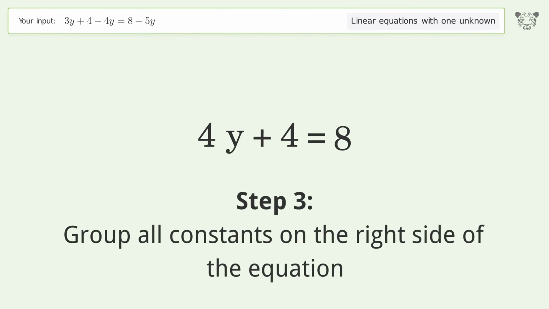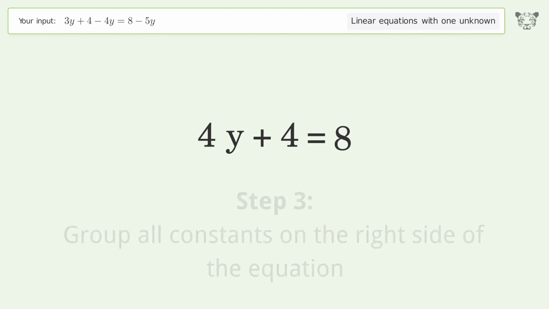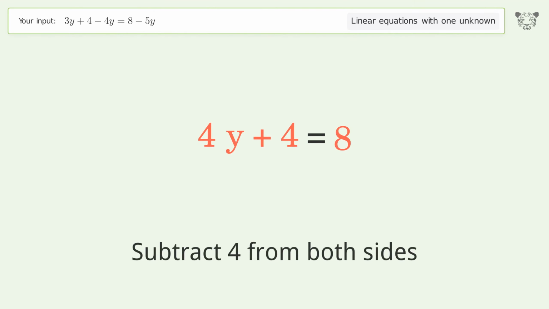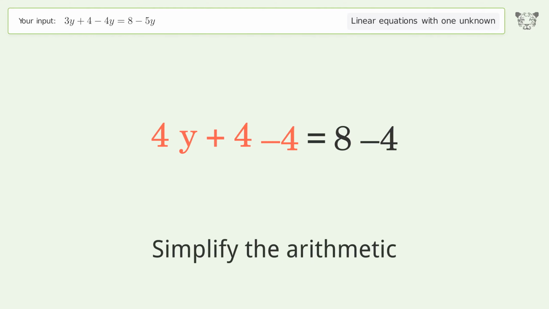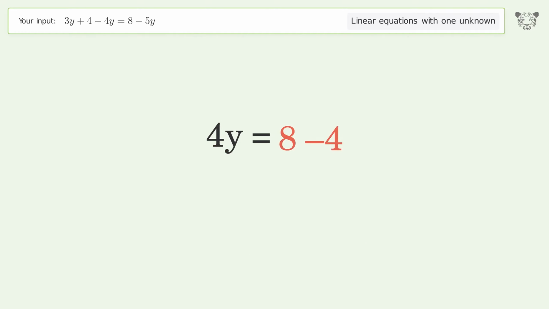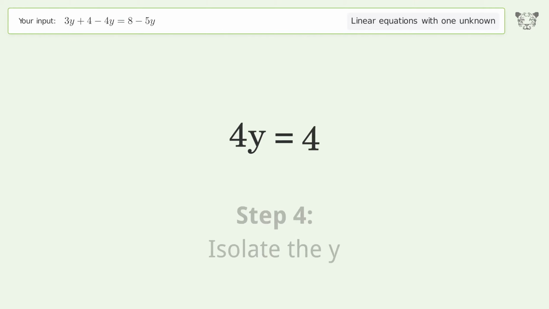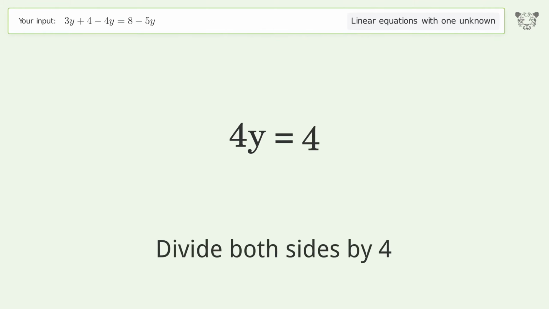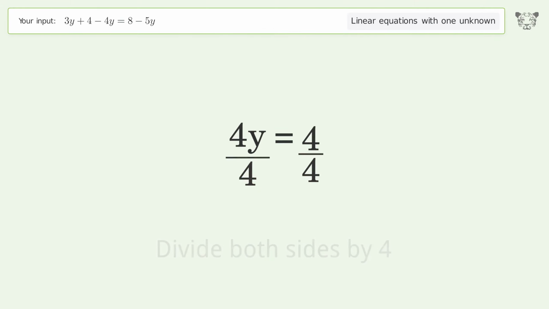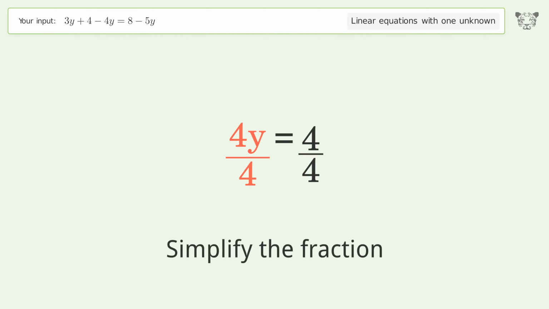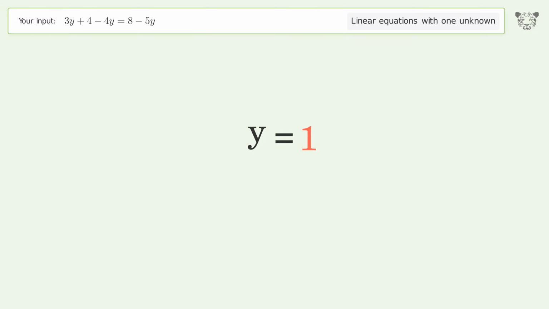Group all constants on the right side of the equation. Subtract 4 from both sides. Simplify the arithmetic. Isolate the y. Divide both sides by 4. Simplify the fraction. And so the final result is y equals 1.